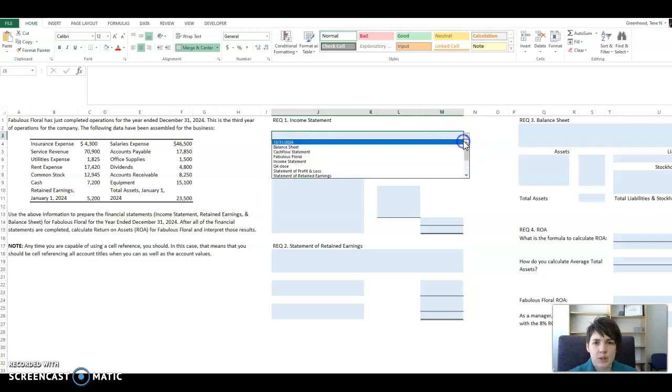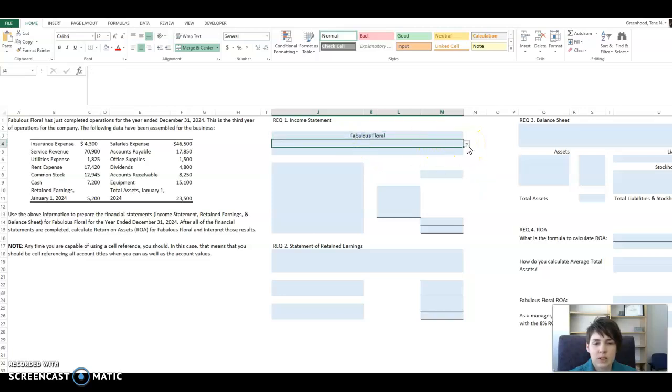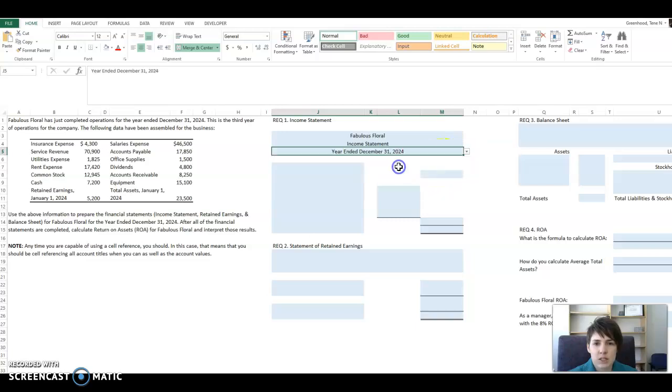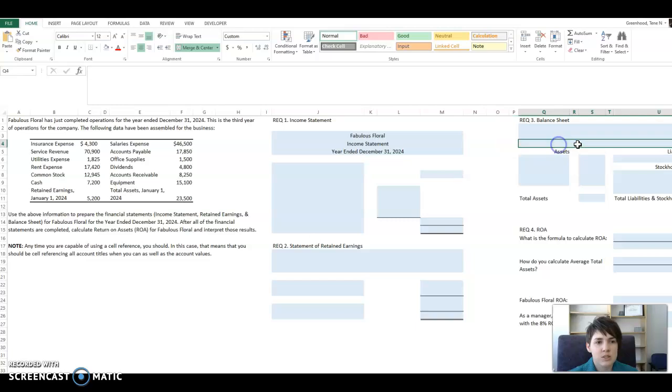And we always start out with the company name. Then we list the type of financial statement we're preparing. So this is the income statement. And for the income statement, we then list year ended December 31st. We'll do the same thing for retained earnings, but note that the balance sheet is a snapshot in time, so it just is December 31st. It's not year ended December 31st. So back to the income statement.